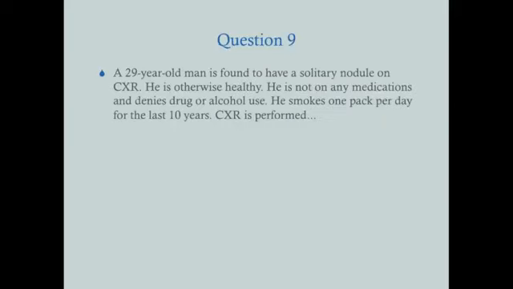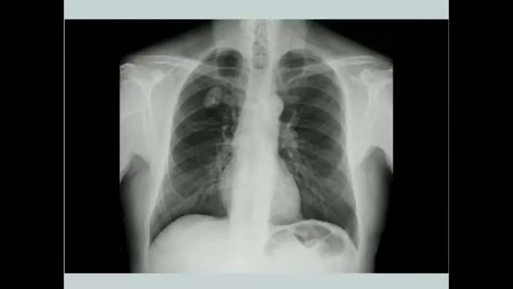Okay, question 9 gives us a 29-year-old guy coming in and happens to have gotten a chest x-ray, and we found a solitary nodule. He's otherwise healthy, he's not on any medications, denies drug and alcohol use, he smokes 1 pack per day for the last 10 years. This chest x-ray shows us this. Okay, so find your nodule. And then we decide to do a CT on him, and we see this.